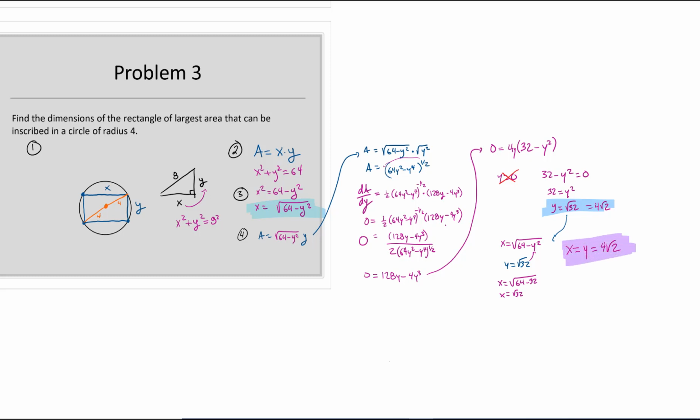So we go boom, both our x and our y would be 4 root 2 units, and that would be it. It would be a square.